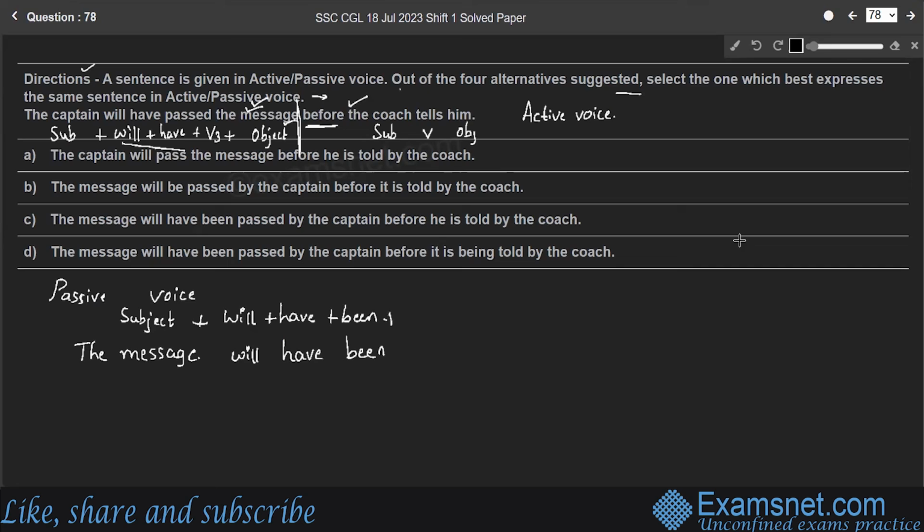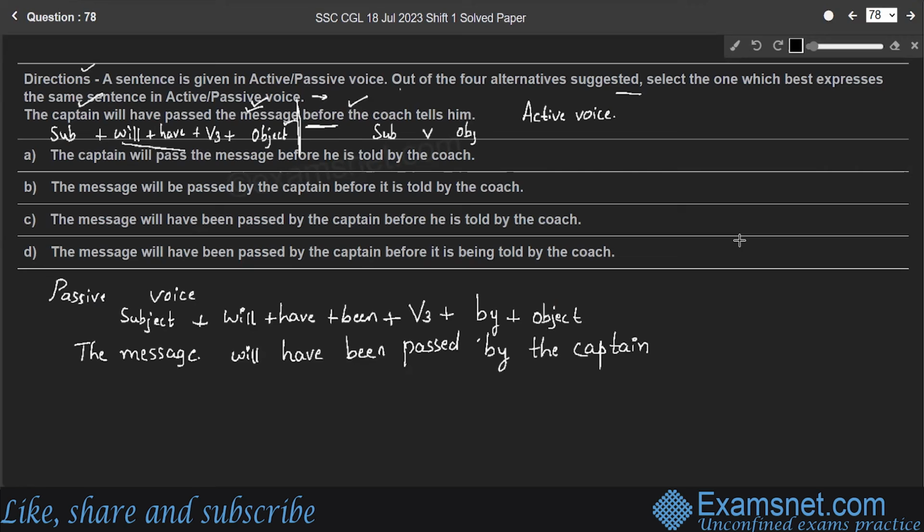Then comes the third form of the verb, V3, so passed. So the message will have been passed by whom? It is passed by the captain. Therefore, we use the word by, plus object. Here the object is the captain in the passive voice. Therefore, the message will have been passed by the captain. So here students, we need to use the word by.